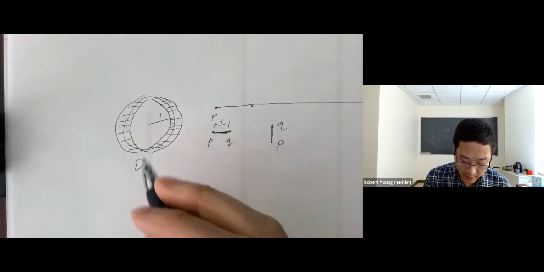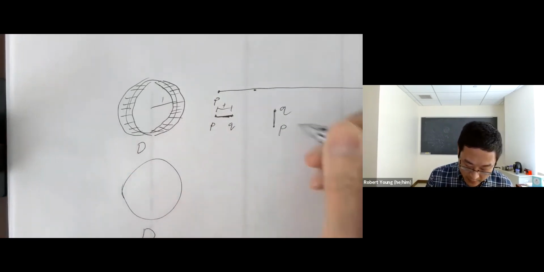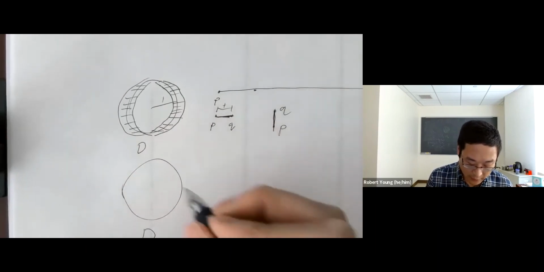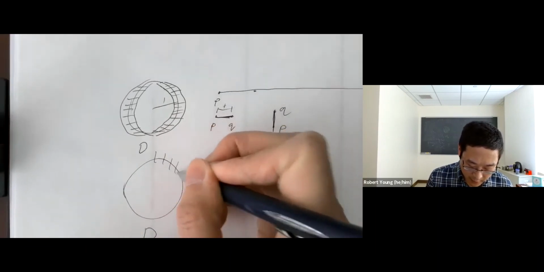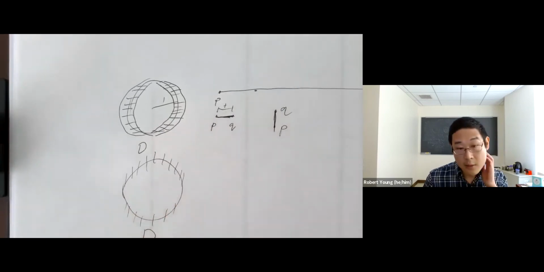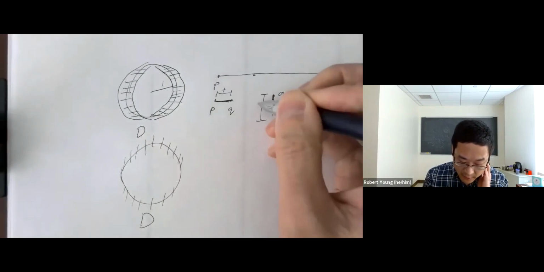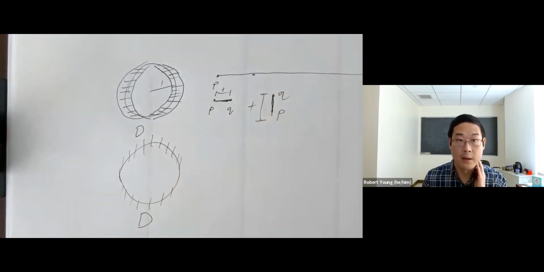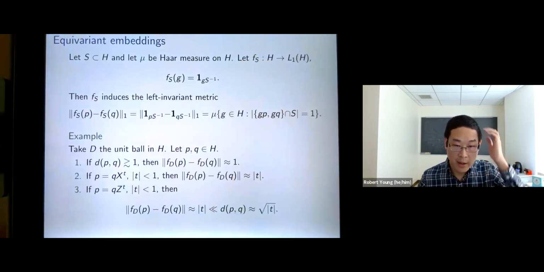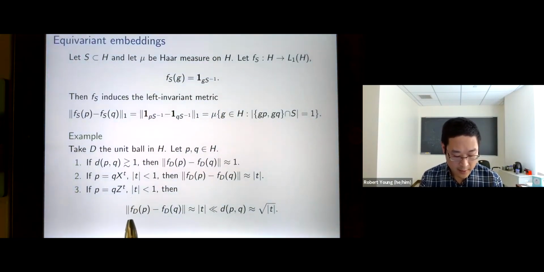Again, I am looking at the measure. Let's draw another copy of the unit ball. I'm looking at the measure of the set of translates of this segment that cross the boundary of the ball. Again, the measure of that is going to be on the order of T. So if P and Q are separated by a vertical segment of length T, then the distance between FDP and FDQ is on the order of T.